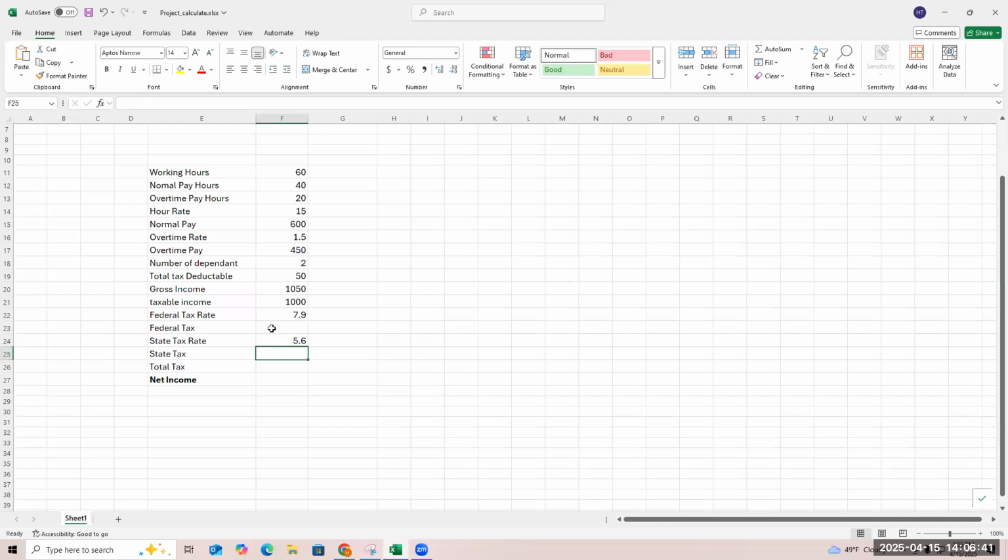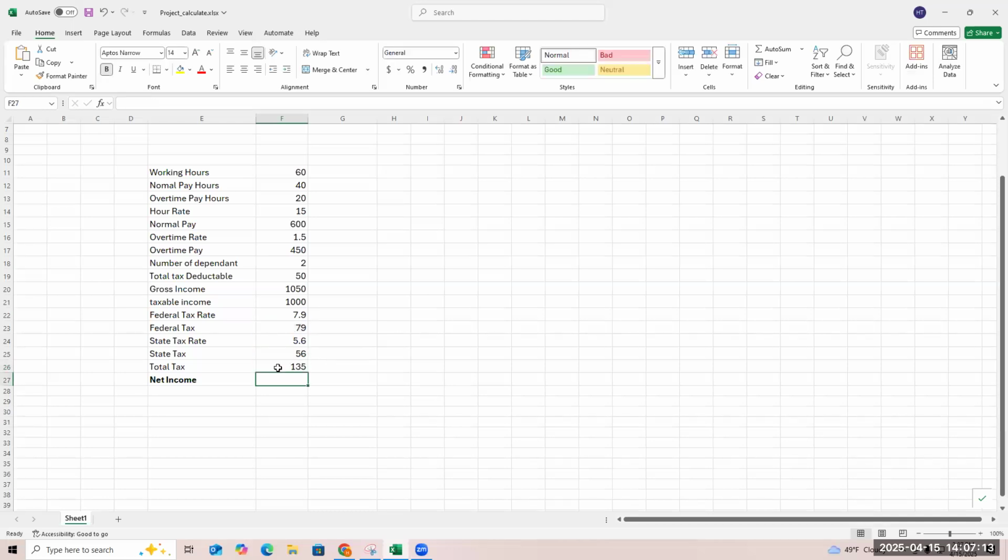So from that one, you have to find out federal tax. Federal tax, what is it? It is from the taxable income times the federal tax rate and divided by 100 because it is a percentage. And for this one also, the state tax here, you get it from the taxable income times the state tax rate, and divide by 100. Okay, so now you have to find out the total tax. Total tax is the federal tax plus state tax here.